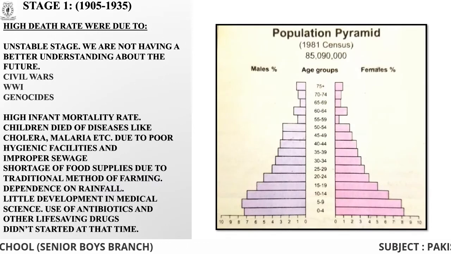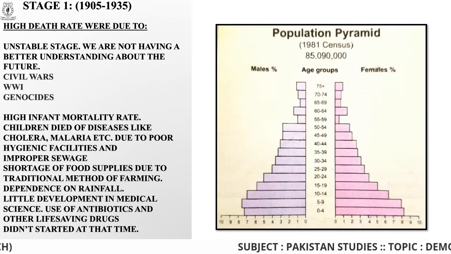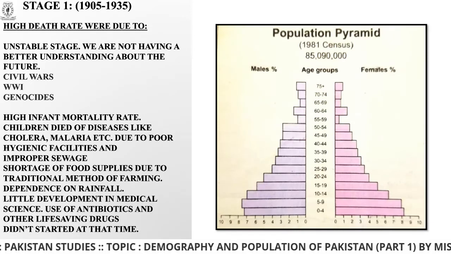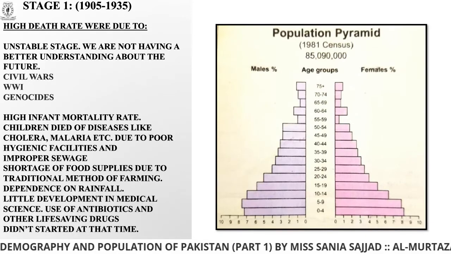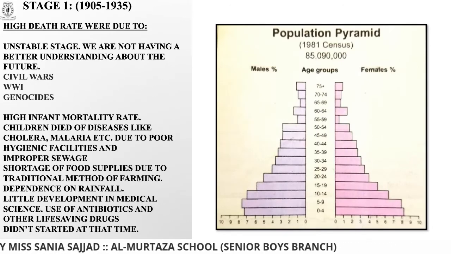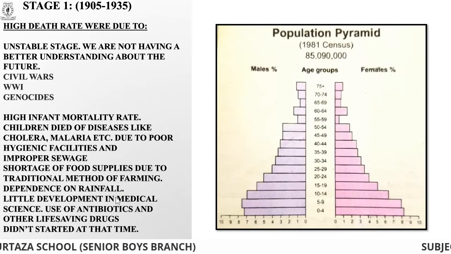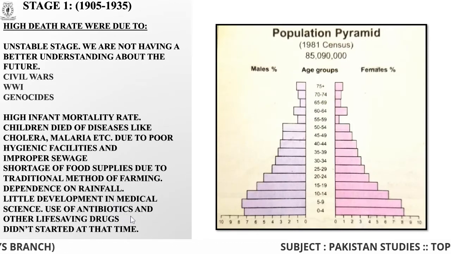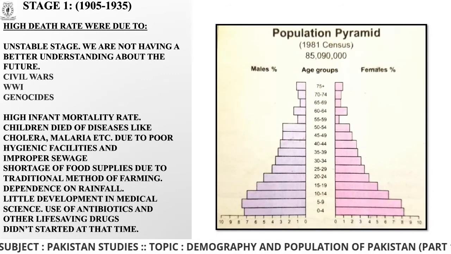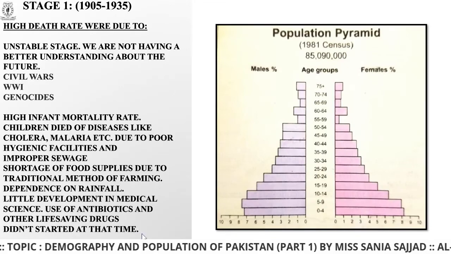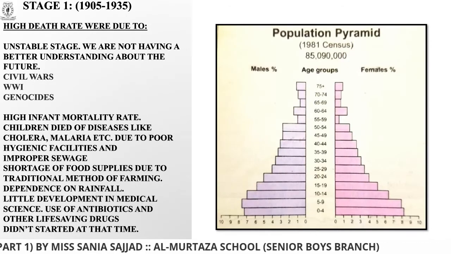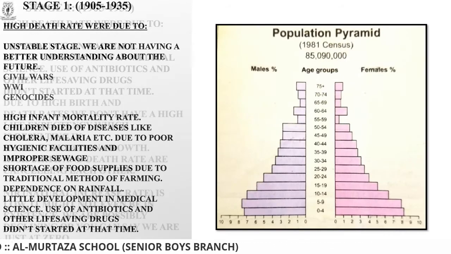Due to poor hygiene facilities, improper sewage, and shortages of food supplies due to traditional methods of farming, wars were also going on, we were running out of food supplies, we did not have proper sanitation, we did not even have medicines to give to a child if the child is not feeling well. There was little development in medical sciences; use of antibiotics and other life-saving drugs didn't start at that time. So you can see very clearly that the medicines are not there to look after them, right?